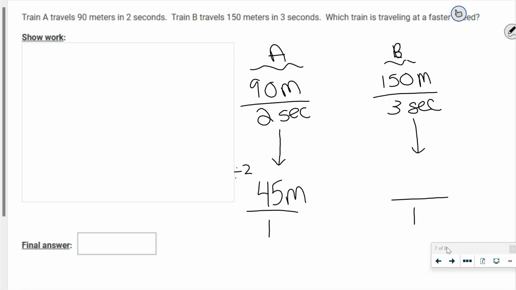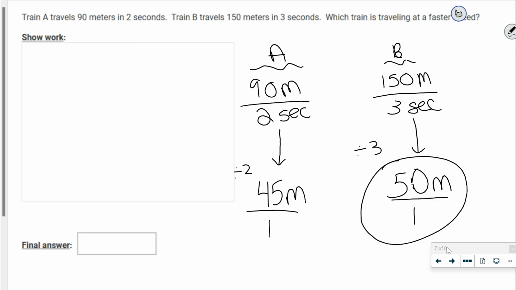Now let's look at train B. 150 meters in 3 seconds. To go down to 1 second, that's right, we have to divide by 3. 150 divided by 3 is 50 meters per 1 second. So, who is driving faster? And that is correct, train B travels faster because they go 5 extra meters in that second.